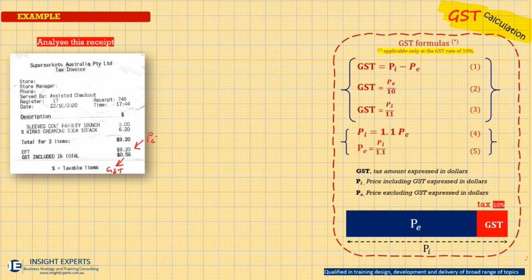Let's go ahead and verify that information. So as I said before, the most common equation is number 3 whenever I have PI. So if I come here and say from equation number 3, which is $9.20 over 11, I get 83 cents. 83 cents, which is not the same as here because we've got 56.